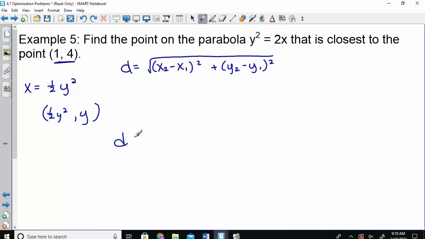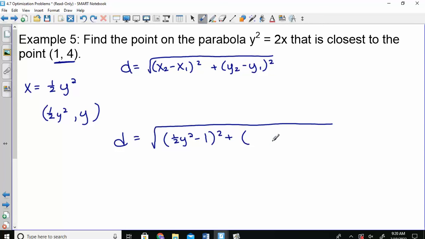So if we set up our distance formula, the square root of x sub 2, so 1/2 y squared, minus x sub 1, which is 1, squared, plus y sub 2, which is y, minus y sub 1, which is 4, squared. This is pretty ugly because of the square root.